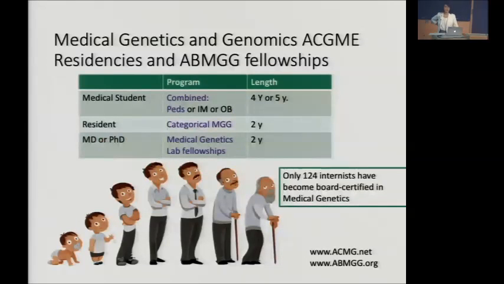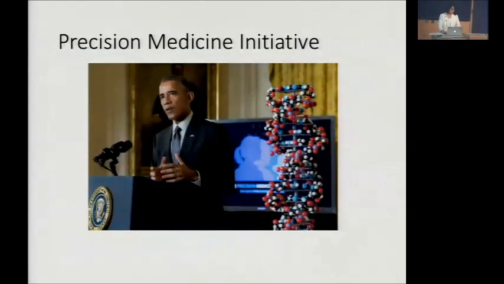So we happen to have an ACGME certified residency in medical genetics and genomics right here. And again, these are the pathways for a medical student or a resident to become a medical geneticist. And again, we see patients over the whole lifespan. It's not only adults. It's not only children. And according to current data from the ABMGG, only 124 internists have ever been board certified in medical genetics. We need more.